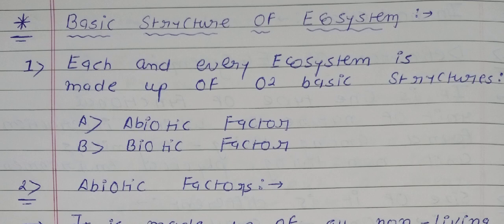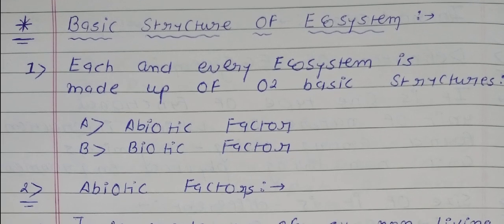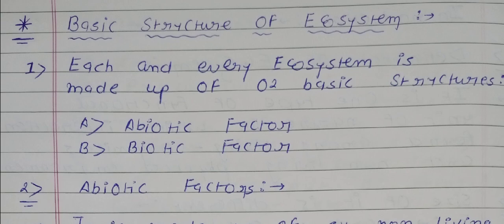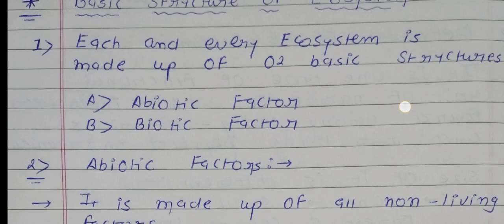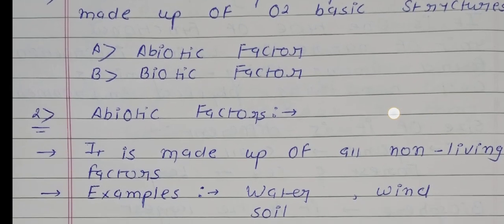It means each and every ecosystem of this world is made up of two different types of factors. First one is abiotic and second one is biotic. Whatever ecosystem it is, either aquatic or terrestrial or forest or desert, the basic structure of each and every ecosystem will be the same. So now we will talk about the abiotic as well as biotic factors.